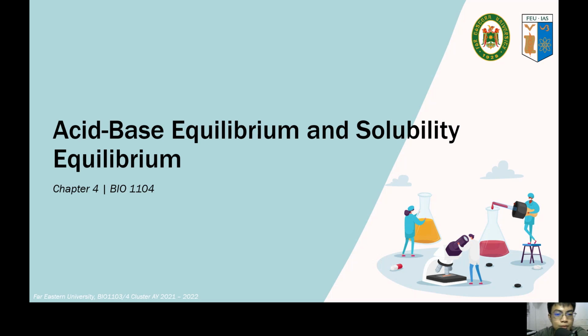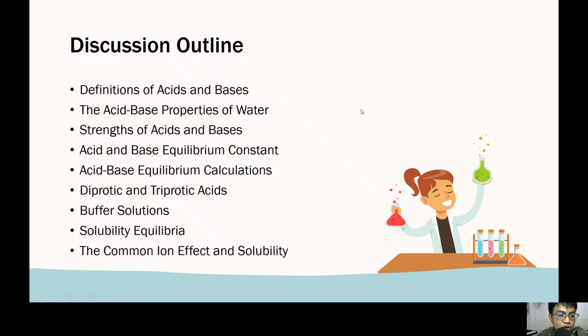Probably in the last week, you were able to at least reach up to this topic. Siguro naabot nyo hanggang acid-base equilibrium constant calculation. But before I proceed with the next part, I'd like to refresh the questions na lang in the acid-base equilibrium. So instead of going directly to diprotic and triprotic acid, I will cover the acid-base equilibrium, so that we will be clear lalo.